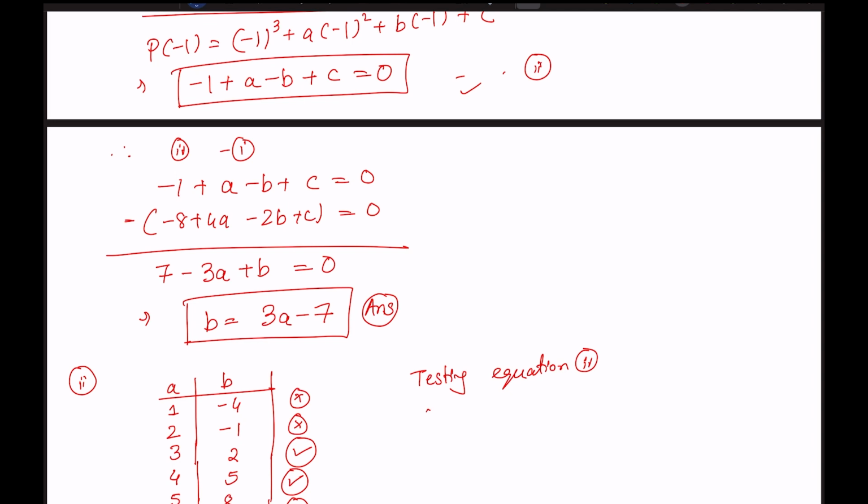What I'll do is put a equals 3 and b equals 2, which is the second condition, in equation 2, and test for the value of c. If I put a as 3 and b as 2, the value of c would become 0. Now this is invalid, because c can have values from 1 to 5. C equals 0 is an invalid solution. So the solution after testing a, b as 3, 2 will not be valid.